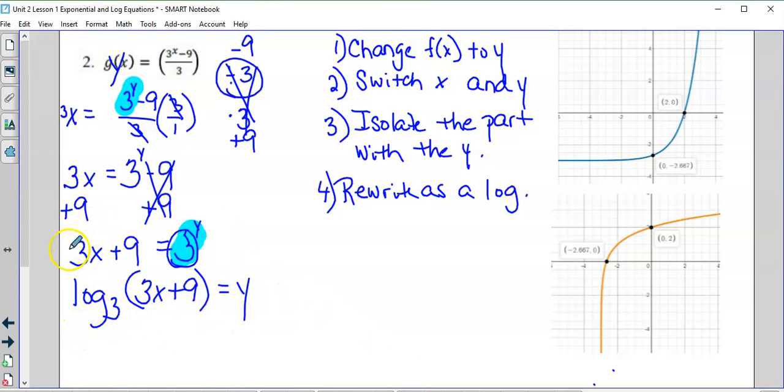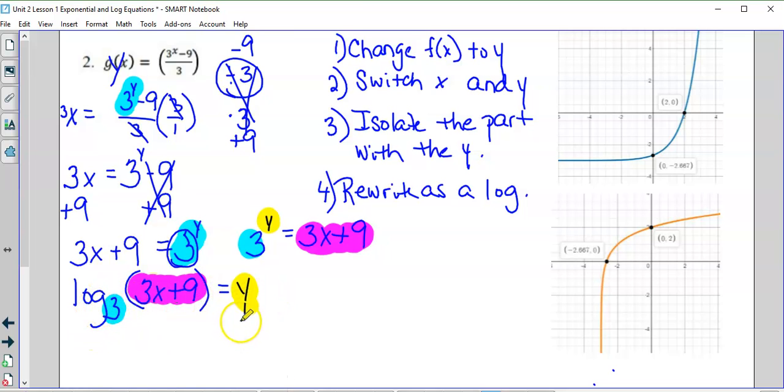So I didn't rewrite this. I didn't turn it around. Sometimes I'll turn it around and write 3 to the y power equals 3x plus 9. I didn't do it that time, but if you need to do that, it's fine. So the base is 3, that goes there. The exponent goes here. And then the part in the parentheses goes right there. That's all we have to do.